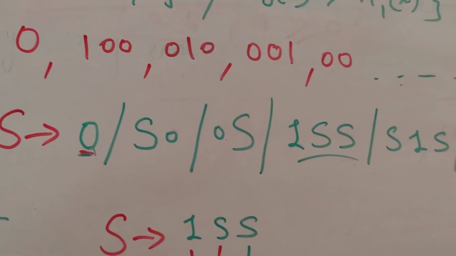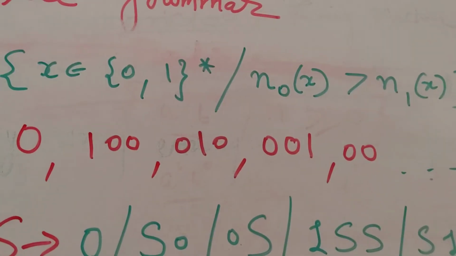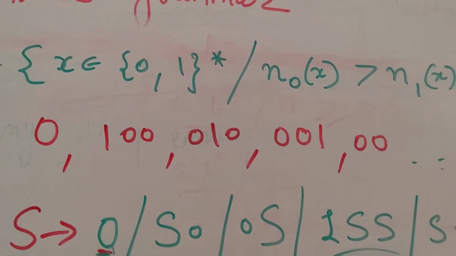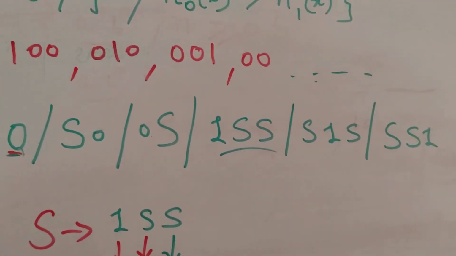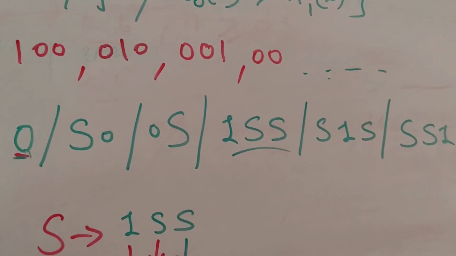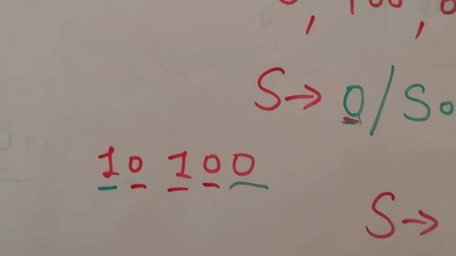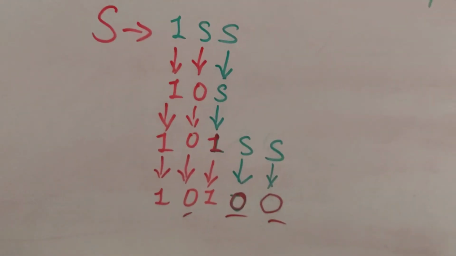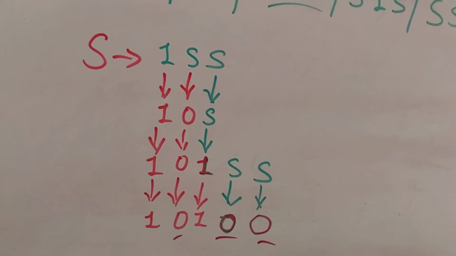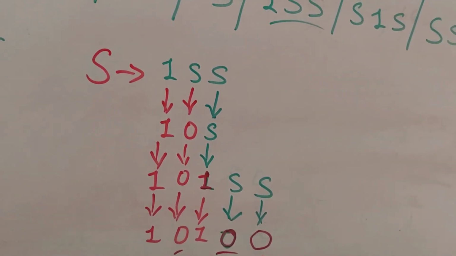So make the production rule. First of all, make the strings which are possible. From that, apply the logic and make the production rules. After making the production rules, take any string which is satisfying the condition of the language and derive the string. So we are using recursive steps to derive it. In this way we can derive.